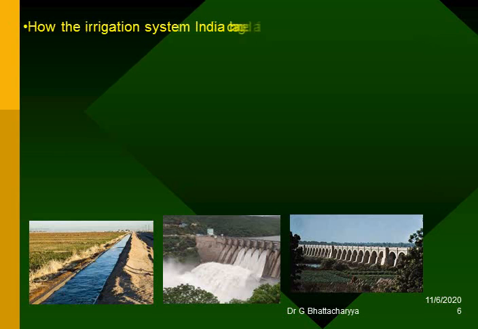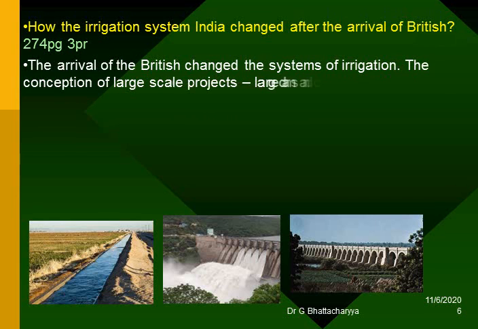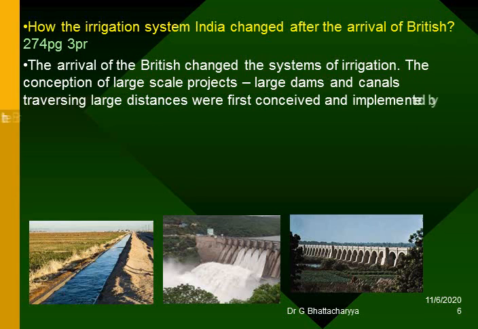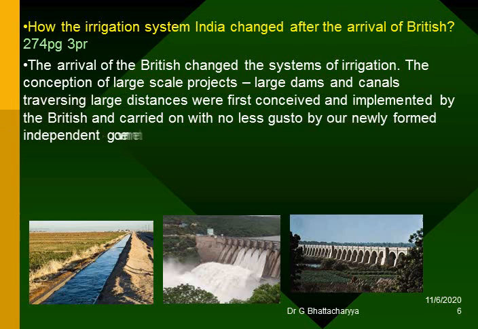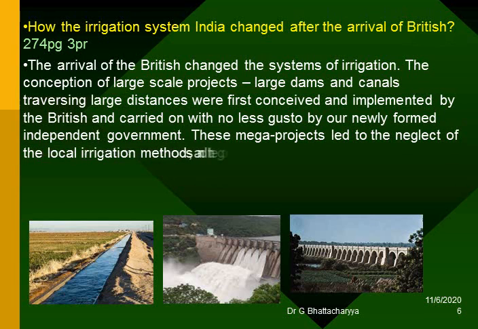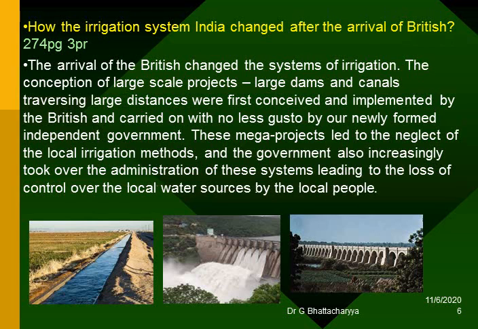How did the irrigation system in India change after the arrival of the British? The arrival of the British changed the systems of irrigation. The conception of large-scale projects, large dams and canals traversing large distances were first conceived and implemented by the British and carried on with no less gusto by our newly formed independent government. These mega projects led to the neglect of the local irrigation methods, and the government also increasingly took over the administration of these systems, leading to the loss of control over the local water sources by the local people.